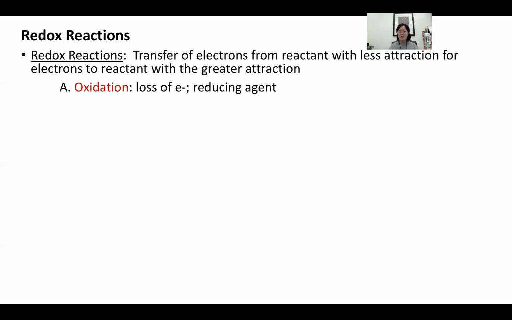Now, oxidation just means losing electrons. Reduction is a process of gaining electrons, right? And I think last year we talked about the agent deal, right? You don't need to worry about reducing and oxidizing agents for the AP test. You just need to know whether something is getting oxidized or reduced. Right? If you guys want the memory trick, oil rig.